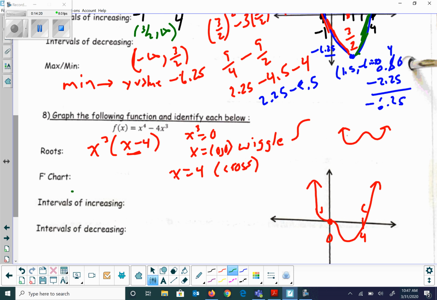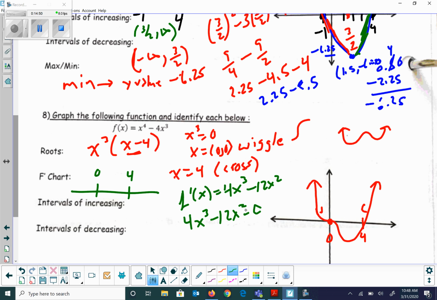F prime chart. So the values that I want to know on here so far, I have 0 and I have 4. And so if I were to take my derivative of my original function, f prime of x, I'm going to get 4x to the third minus 12x squared. Set that equal to 0. I'm going to factor out a 4x squared. And that's going to give me an x minus 3. I set both of those equal to 0.